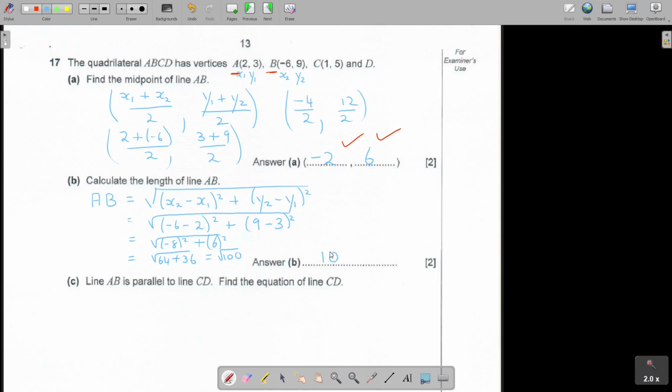Okay, as easy as that. And then line AB is parallel to line CD. Now, if lines are parallel, then their gradients are equal. If lines are perpendicular, then the gradients are reciprocals with different signs. But this is parallel, so this is very important. I'll take you to an example in the textbook, but this is parallel.